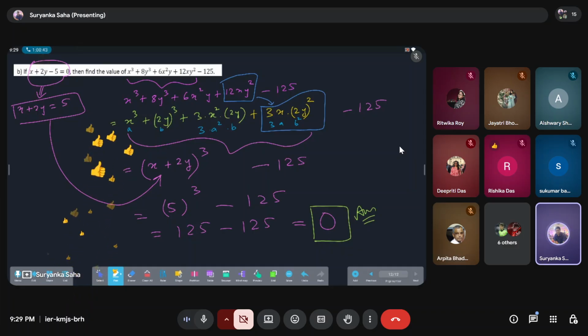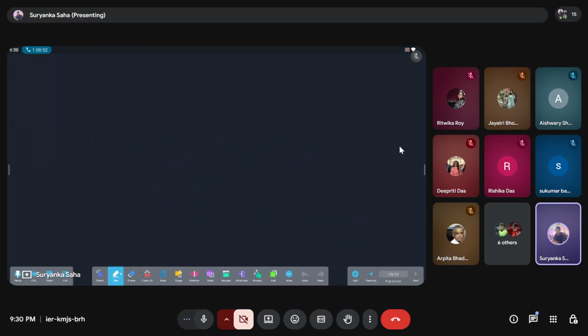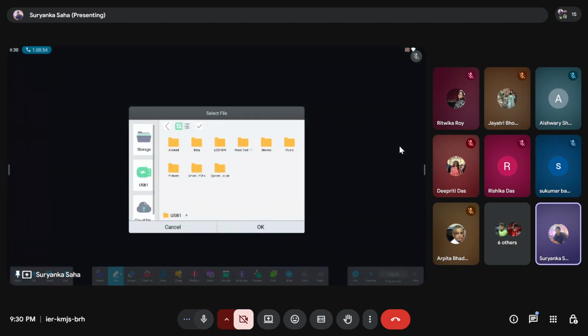Let us go on to 3C. Let me save the file. Save, go on to 3C. Chalo, 3C. Import image. 3C. Chalo.